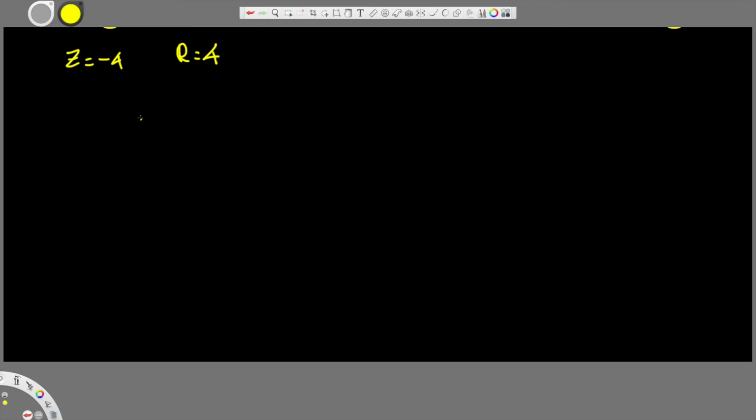Now, if z is -4, we don't have an imaginary number, so that's 0i. That's why we got r. You can try r is equal to the square root of a squared plus b squared. You will get this answer.